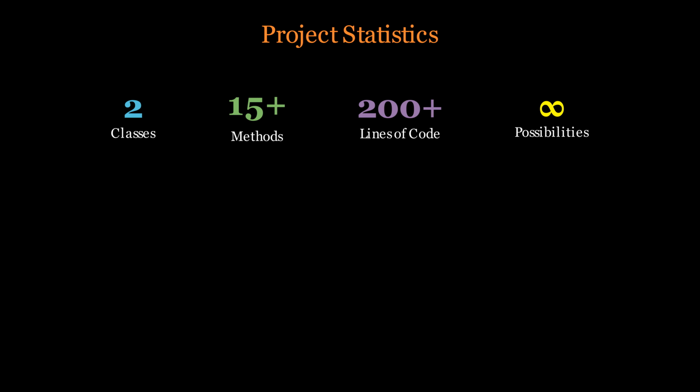We created two main classes, Student and Gradebook. We implemented over 15 methods covering everything from basic operations to advanced analytics. We wrote over 200 lines of well-structured, documented code, and the possibilities for extension are infinite. This isn't a toy project, it's a professional application that could be deployed in real schools. With some additional features, you should be proud of what you've built.